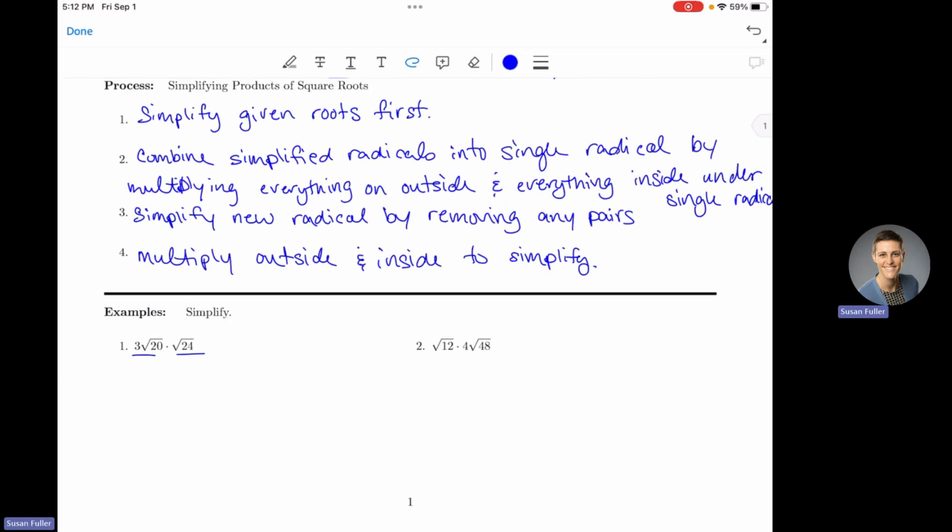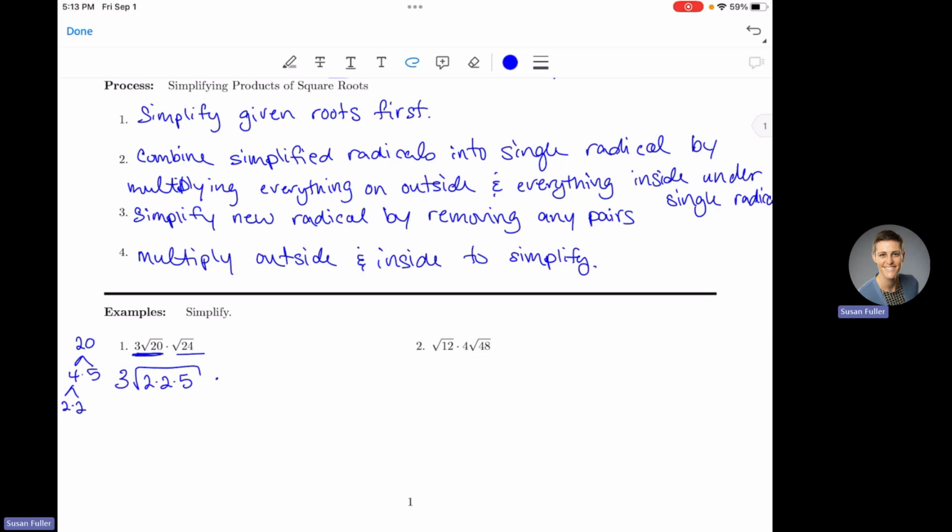Okay, so let's try this with number 1. The first thing that I'm going to do with the 3 times the square root of 20 times the square root of 24 is simplify what I'm given. So I'm going to break down 20. That's 4 times 5, and then 4 can go to 2 times 2. And so 3 times the square root of 20 turns into 3 times the square root of 2 times 2 times 5.